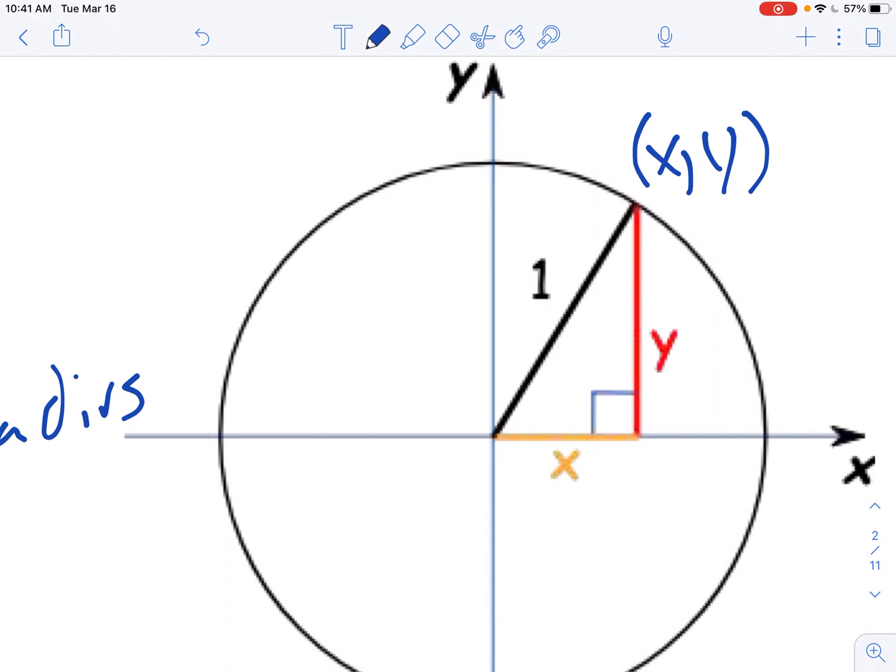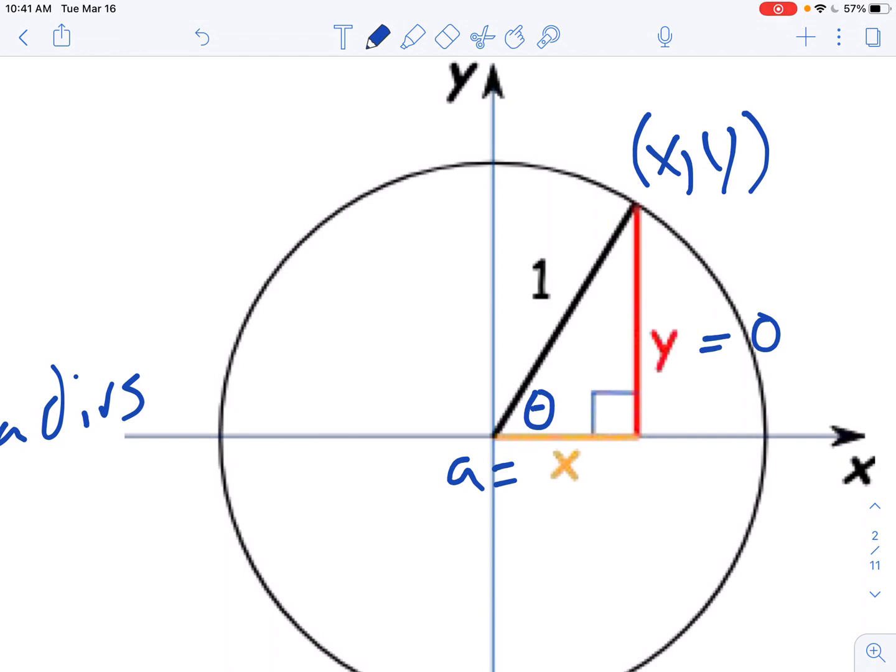Since we're making our hypotenuse 1, what we can say is that the adjacent side will be equal to the x value, and the opposite side will be equal to the y value, because every angle that we're looking at here is going to be based here. We're going to base our angle off of what is coming out of the origin.